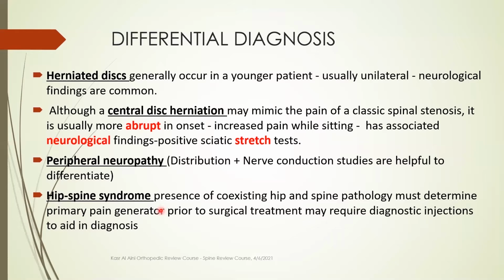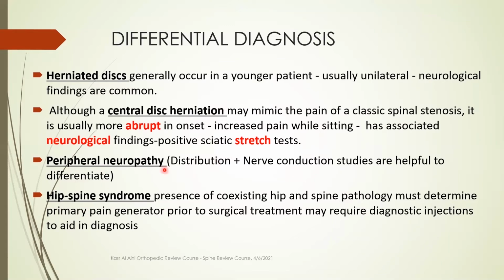Herniated discs are still confused with spinal canal stenosis by some doctors. Remember, herniated disc usually occurs in younger patients, usually unilateral, and neurological findings are common. Central disc herniation may mimic the pain of classic spinal stenosis. However, it's more abrupt in onset, with increased pain while sitting, associated neurological findings, and a positive sciatic stretch test.